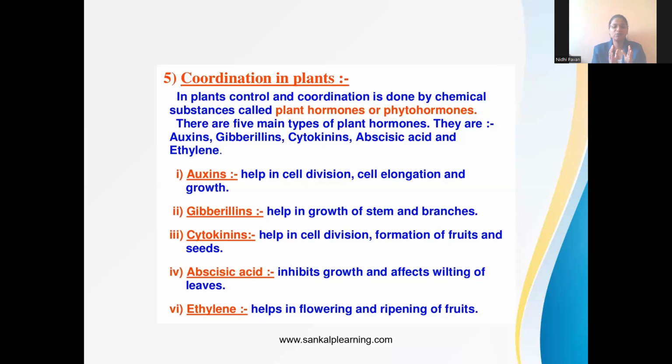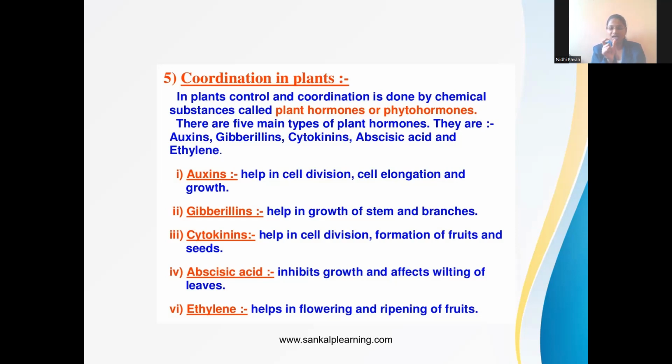So there are mainly five main types of plant hormones. They are auxins, gibberellins, cytokinins, abscisic acid, and ethylene. AGCAE, AGCAE. Okay. So when we see the function of each and every plant hormone, auxin helps in cell division, cell elongation, and growth.